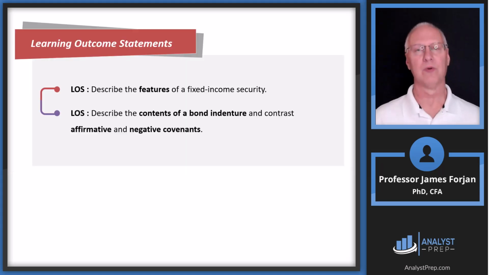And as you look through these LOSs, there's describe and compare and describe. What are we doing? Basic features of a fixed income security. We'll talk about the contract. We'll talk about covenants. So once again, this is really just an introductory reading. However, if you know and you learn and you understand these LOSs, then this will lead you into success in future readings.